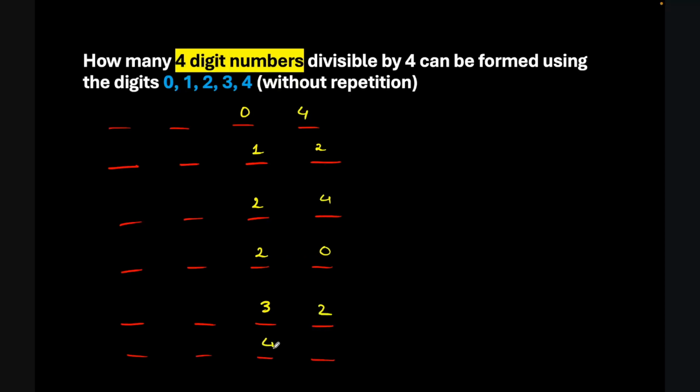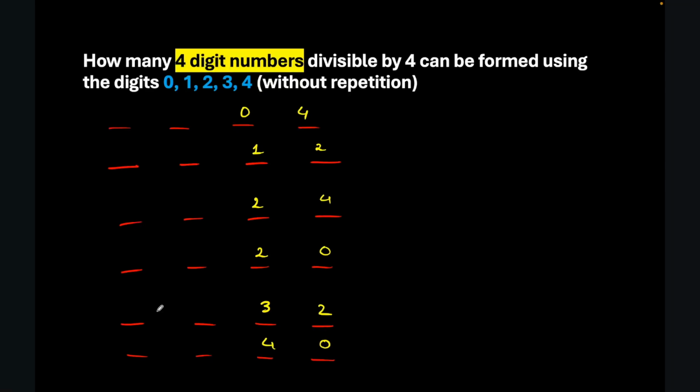40 is also divisible by 4. So, yeah, I think that's about it. 0, 4, 1, 2, 2, 4. It's basically using your multiplication tables and just figuring it out, loads and loads of cases.